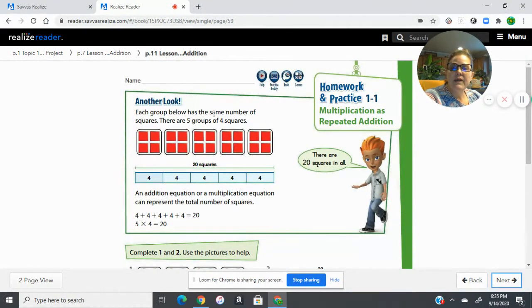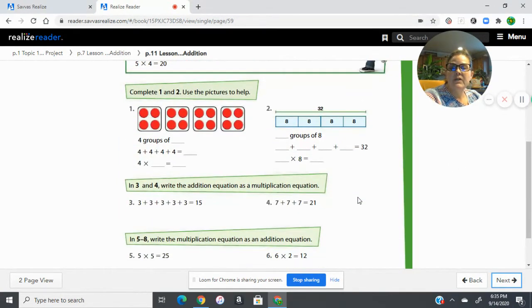So at the top, each group below has the same number of squares. There are 5 groups of squares. So we have 1, 2, 3, 4, 5 groups of 4. So we've done a bar diagram here. An addition equation or a multiplication equation can represent the total number of squares. So they're showing us 4 plus 4 plus 4 plus 4 plus 4 equals 20, or 5 groups of 4 equals 20. So we're going to go to these problems on the bottom, and we're going to use this picture to help us finish the problem.